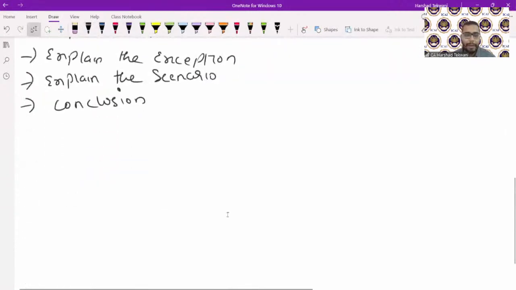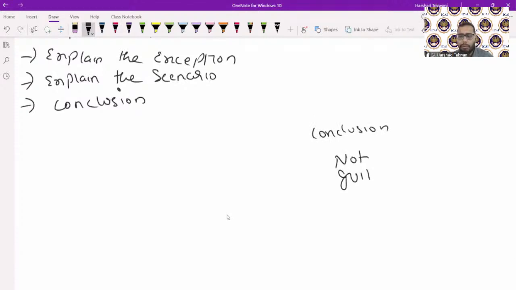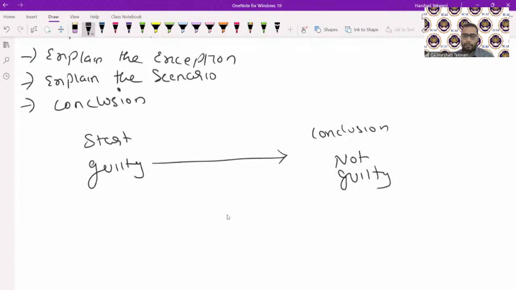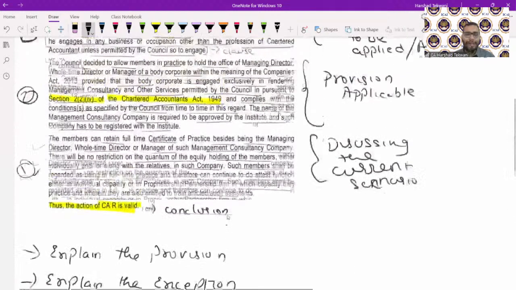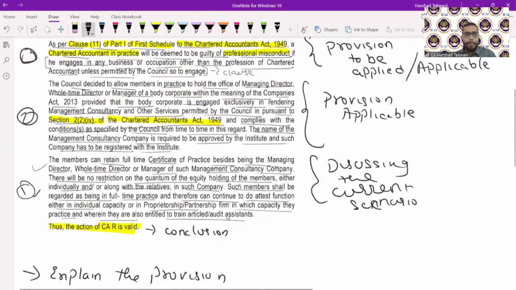So for example, let's say my conclusion is not guilty. This is my start of answer. Let's say I started my answer by providing a provision which was held guilty. So from this I should move to this. I cannot do it like this. If my last lines were all talking about being guilty in the current scenario, and suddenly my conclusion is not guilty or everything is fine, that will be inappropriate because it may confuse the reader or the examiner.